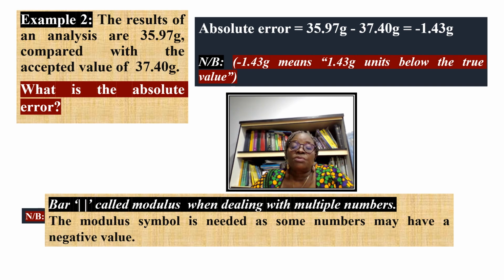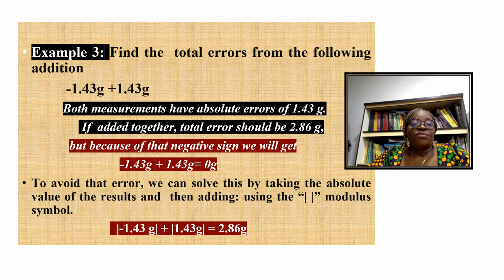Sometimes the formula for absolute error is written as a bar called modulus when dealing with multiple numbers. The modulus symbol is needed as some numbers may be negative. For example, if you are told to find the total error of minus 1.43 grams plus 1.43 grams, we know that both measurements have absolute error of 1.43 grams. If added together, the total error should be 2.86 grams. But because of that negative sign, you will get 0 gram, because minus 1.43 grams plus 1.43 grams will cancel out.